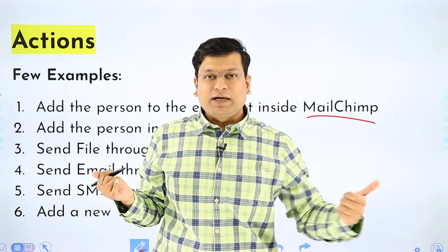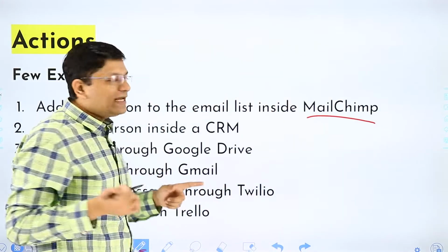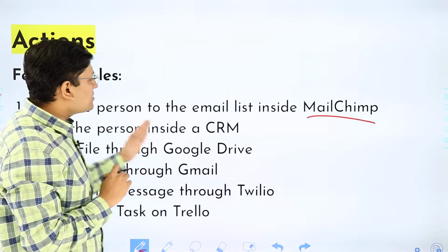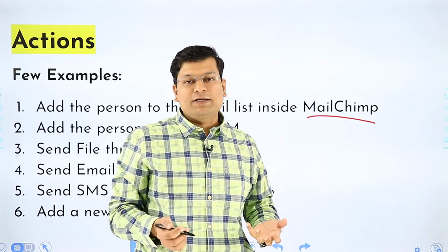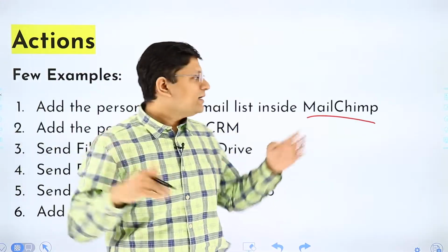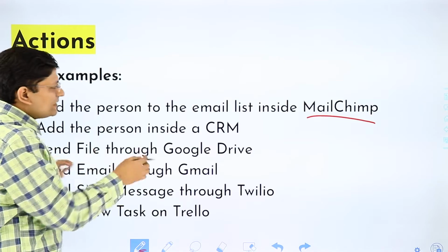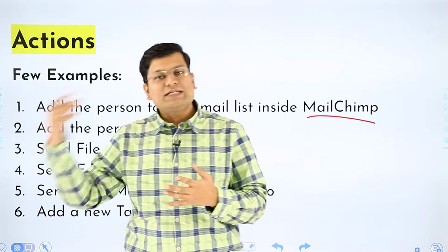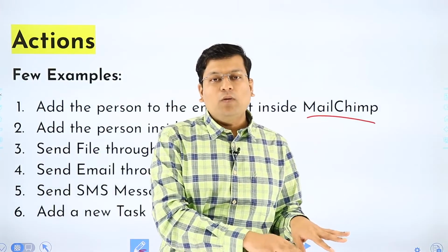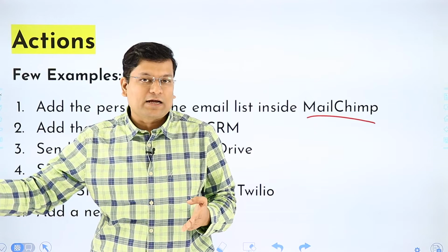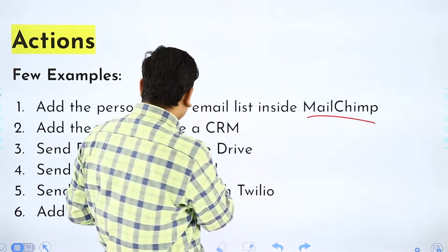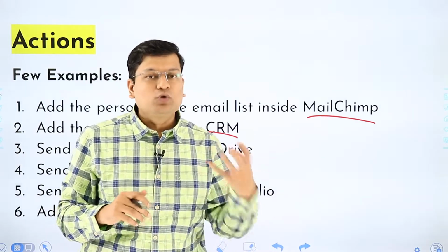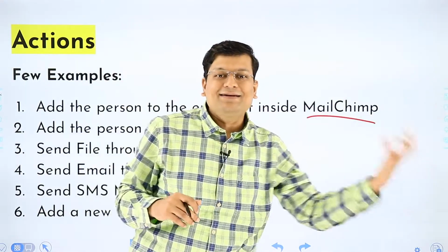We already talked about triggers. This is the action step that you want to take after someone buys from you. So, the first action step can be to add a person to the email list inside your email marketing software when someone buys from you. Again, this is the action step. Add the person inside a CRM. Because he bought something from you, you might want to add that same person to a CRM tool, or maybe if someone filled out the form, you want to add that person inside a CRM. So, again, adding a person inside a CRM is an action step, because it is an action step that you took after something happened inside the trigger step.